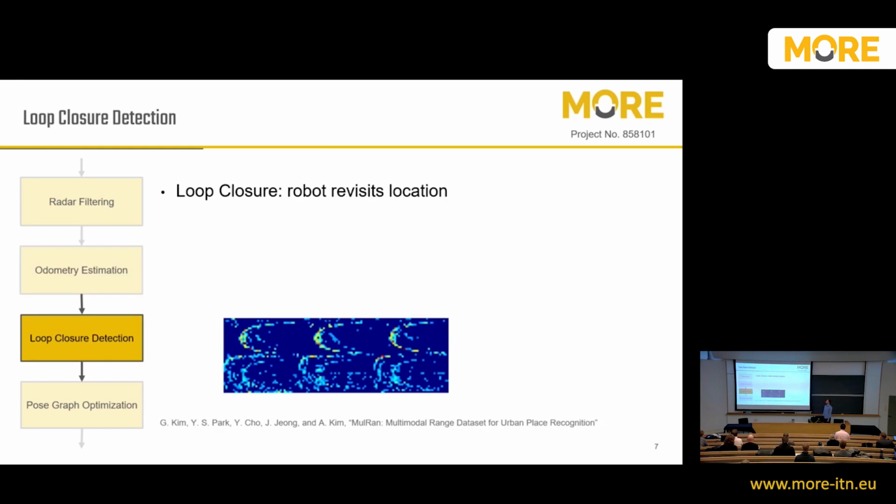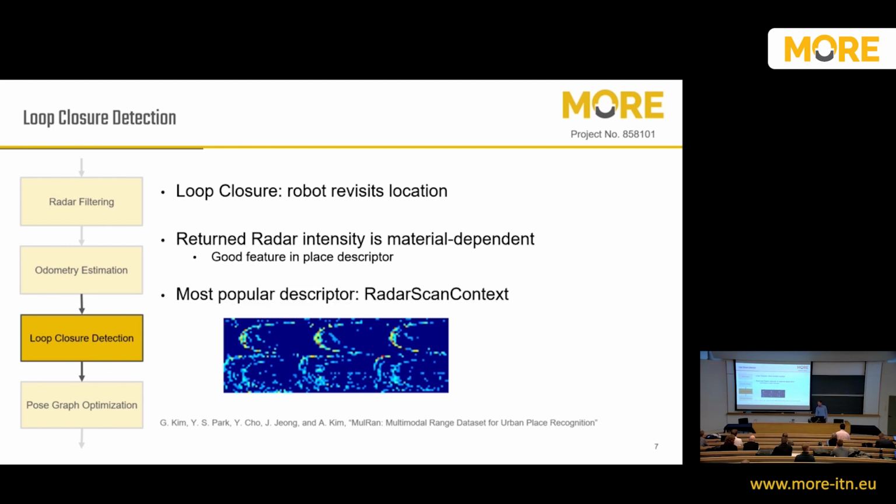Now, the odometry produces a high-frequency state estimate, but it has problems with drift that accumulates through the time. So we have to detect loop closure, which means that the robot has to detect that it is at a position that it has previously visited. What comes in handy here is that the radar data with the intensity is material dependent. So we have implicitly some information about the environment in the radar scan, which is useful in descriptors that can be used to classify two positions or scans if they are taken at the same position.